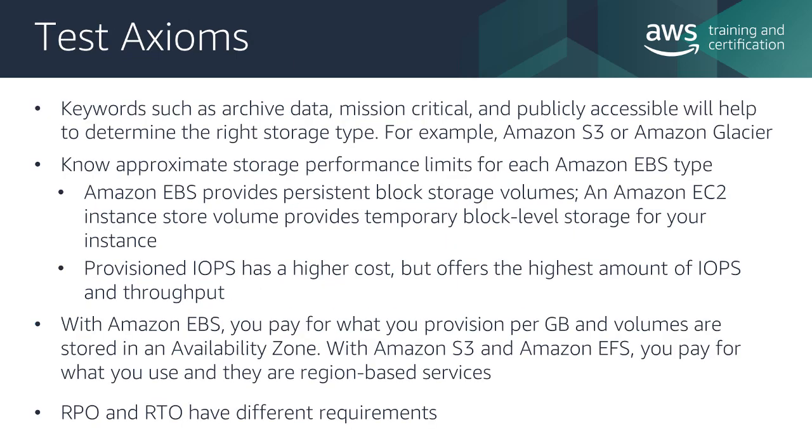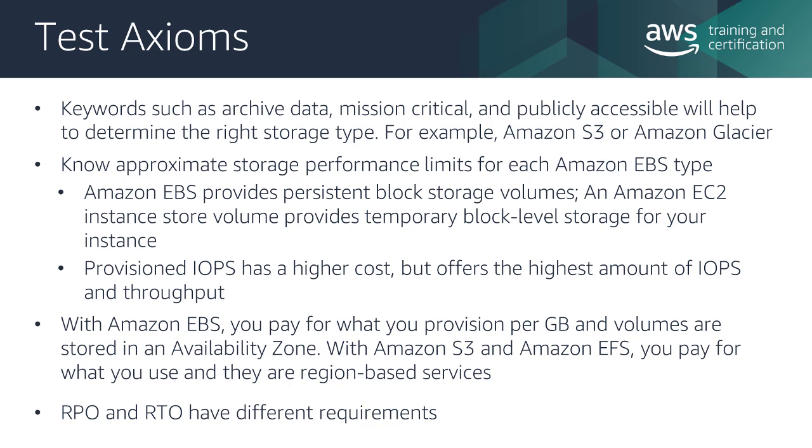For example, wrapping it up. If you're looking through questions dealing with storage, look for keywords that automatically flag specific solutions. For example, anytime you see low-cost archive, that's Glacier. If you're looking for publicly accessible, that might be S3. As you talk about EBS, if you're looking for the most performance, that's Provisioned IOPS.